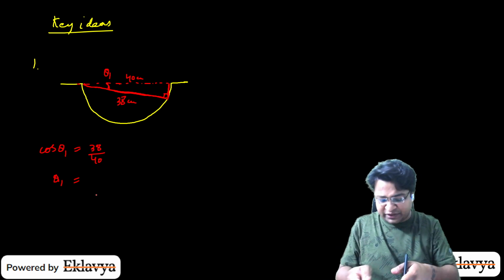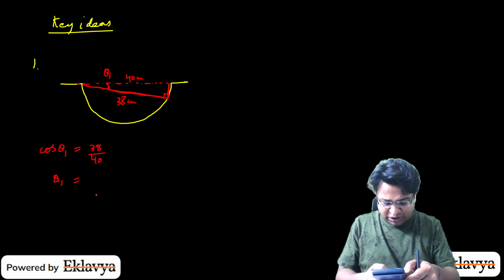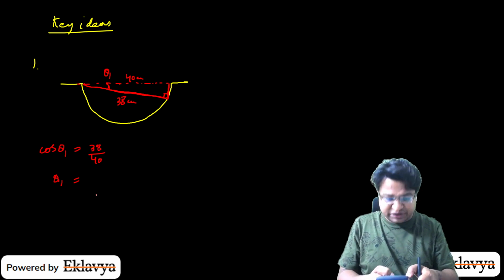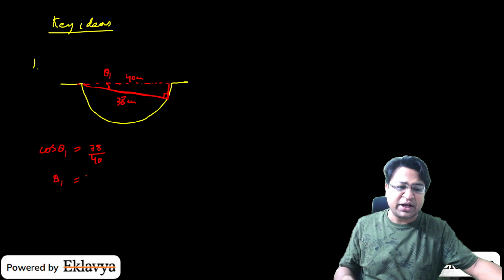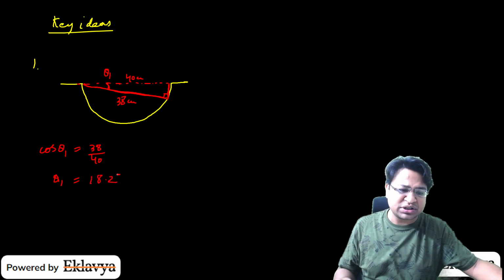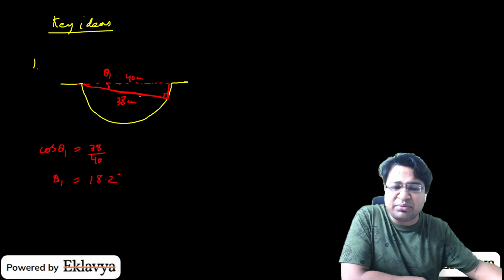I'm using a scientific calculator to do this calculation. So that would be cos inverse of 38 divided by 40, and this gives me an angle of 18.2 degrees. So this is the minimum angle that I can get.